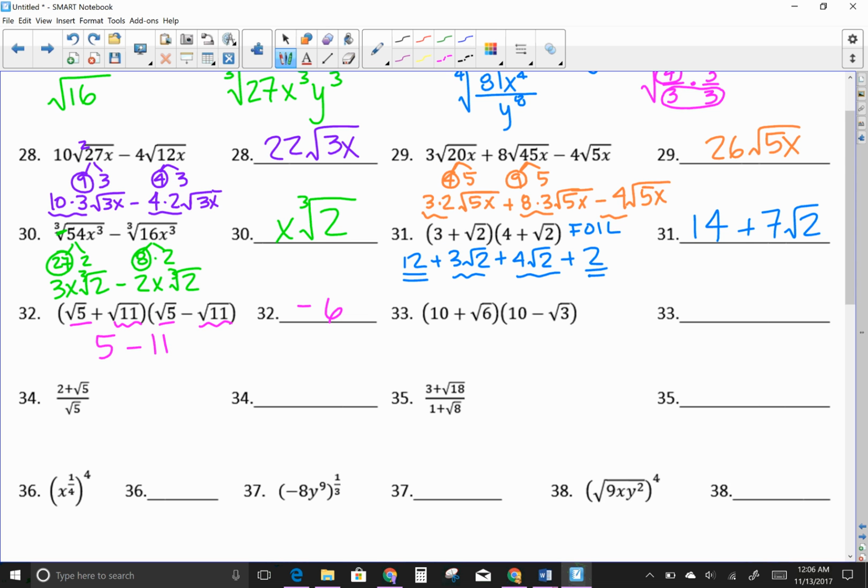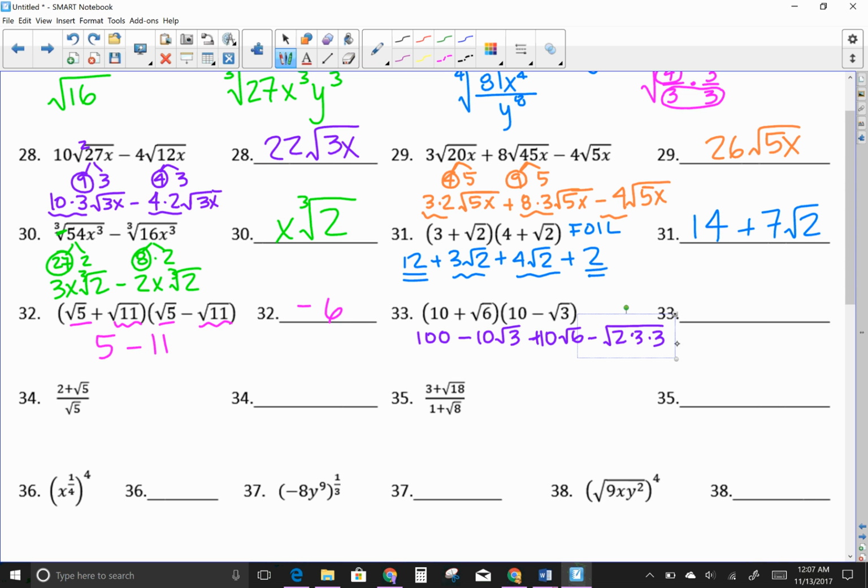This time, they are not exactly the same. The first terms are the same, but the second ones are not. So that's going to give us, first term is 100. Outside term, 10 times the square root of 3. Inside terms, 10 square roots of 6. And the last term is the square root of 6 times the square root of 3.